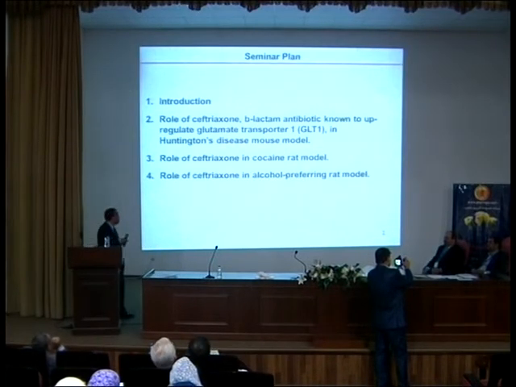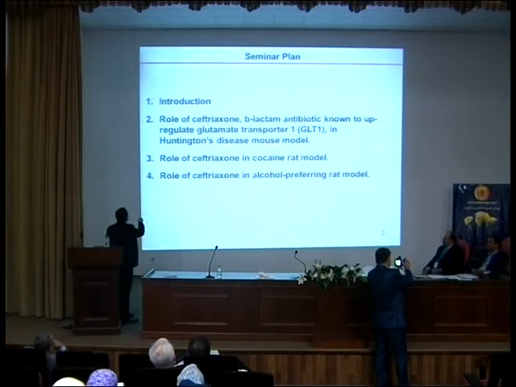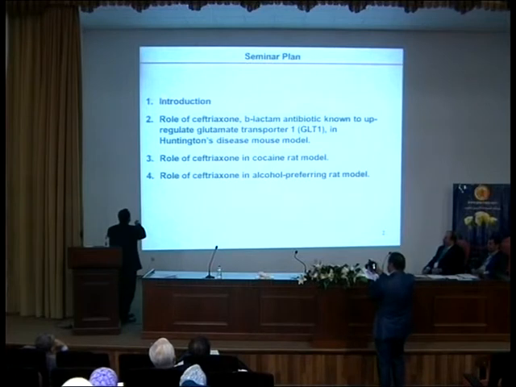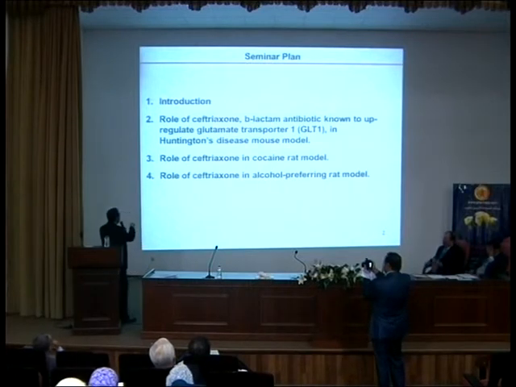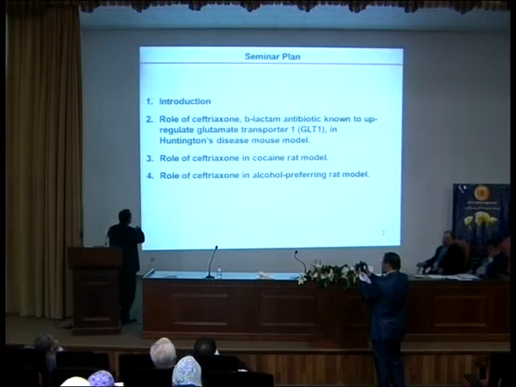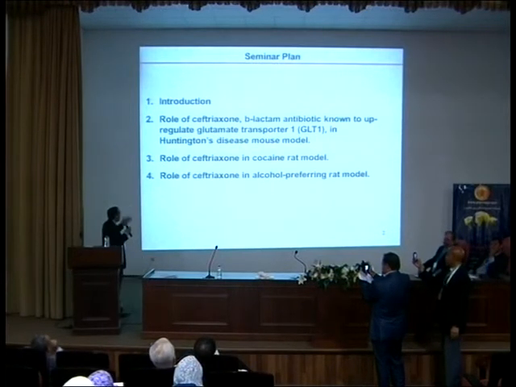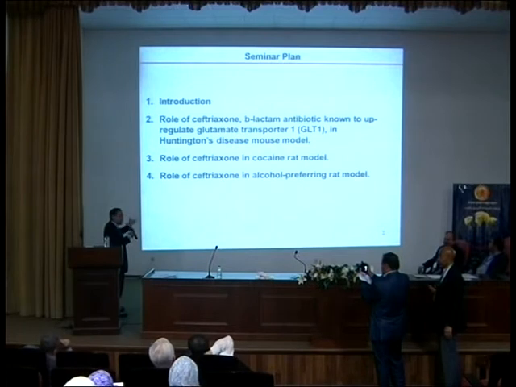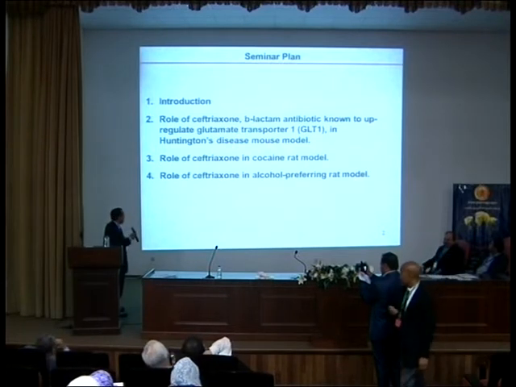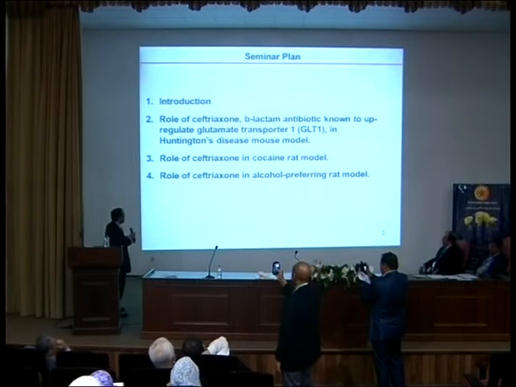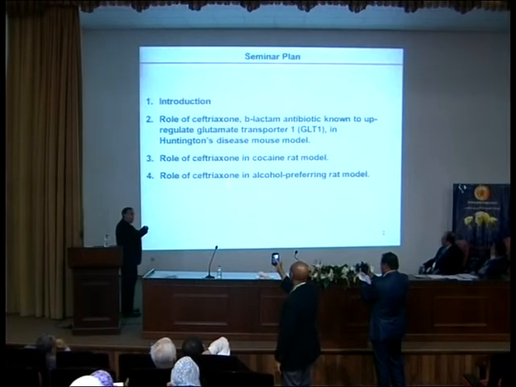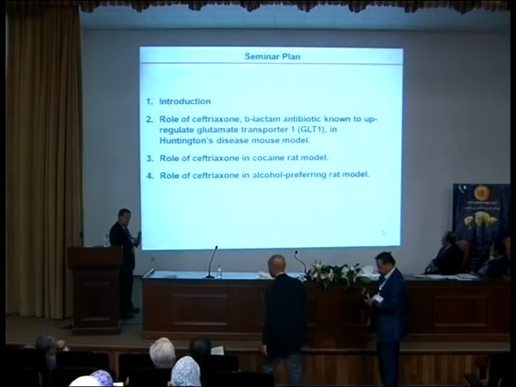Okay? So what I'm going to do, I'm going to talk about this briefly. This is my plan. It's introduction. I'll talk about the role of one of the compounds that is targeting glutamate transporter 1 and Huntington's disease. Then we talk a little bit about cocaine, ceftriaxone as a target, targeting glutamate transporter to attenuate relapse to cocaine behavior. Then the last part, briefly, I will talk about the compound I'm using to target the glutamate transporter in alcohol preferring mode.